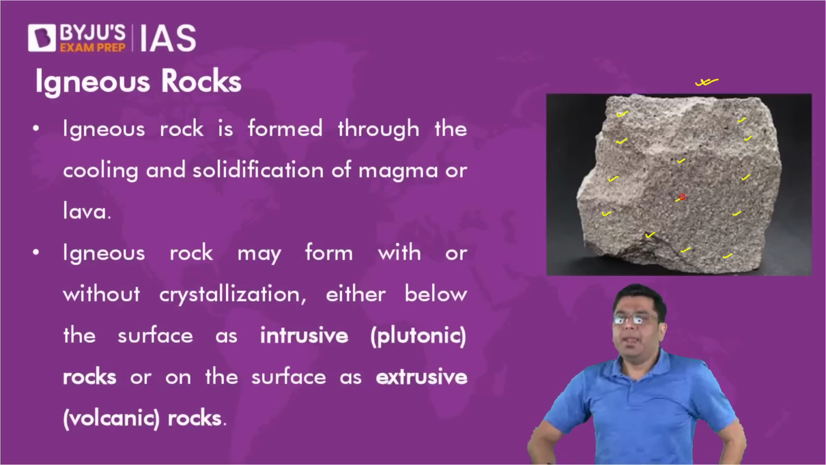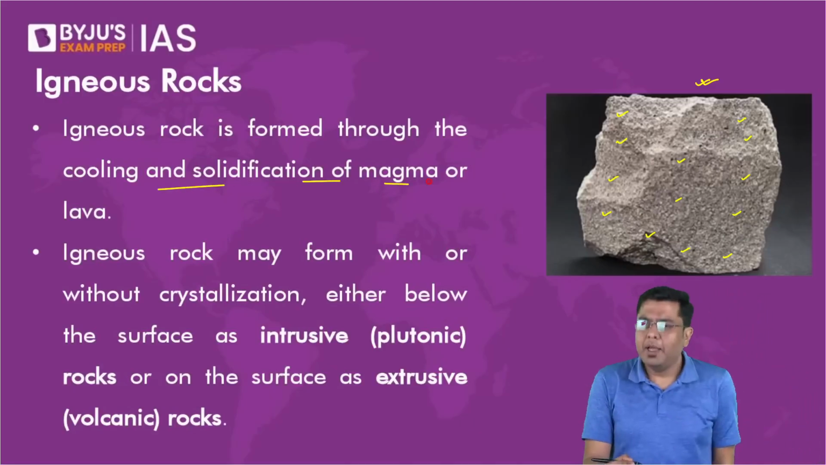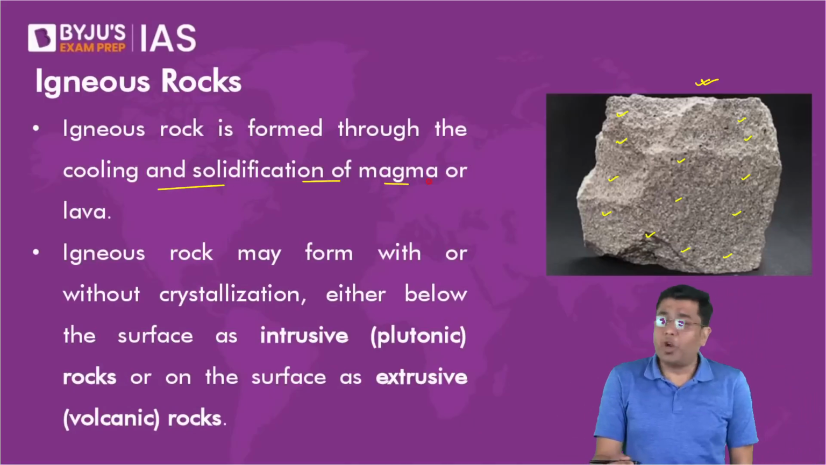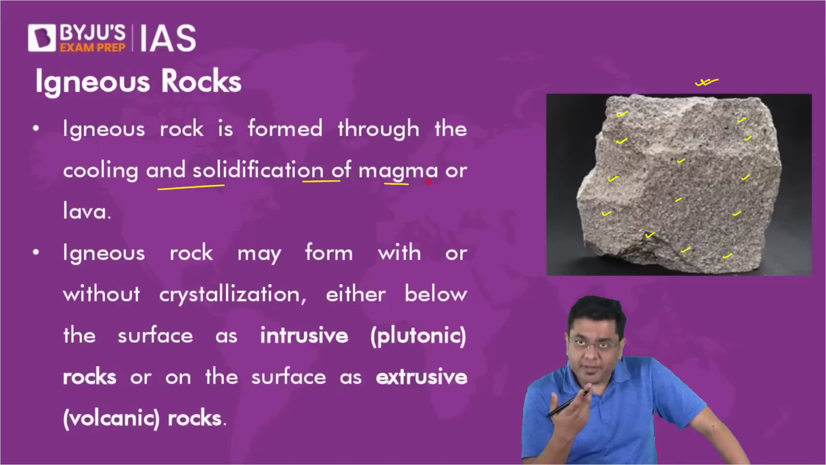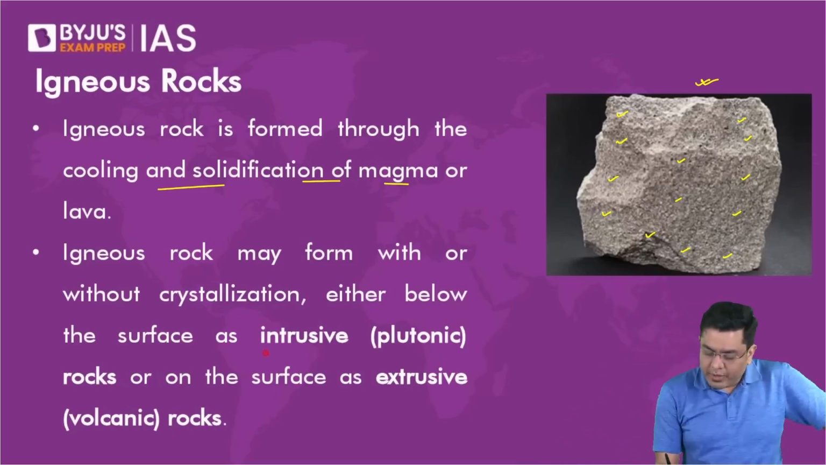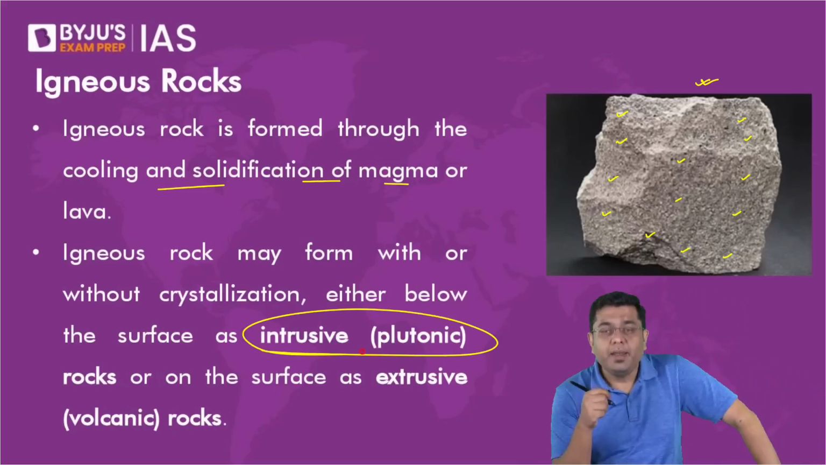So basically, igneous rock is formed through the cooling and solidification of magma or lava. That solidification can happen in the interior or can happen on the surface. When it happens in the interior, it is also referred to as the intrusive, right, or the plutonic rocks. Whereas when it happens on the exterior, it is also referred to as the extrusive or the volcanic rocks.